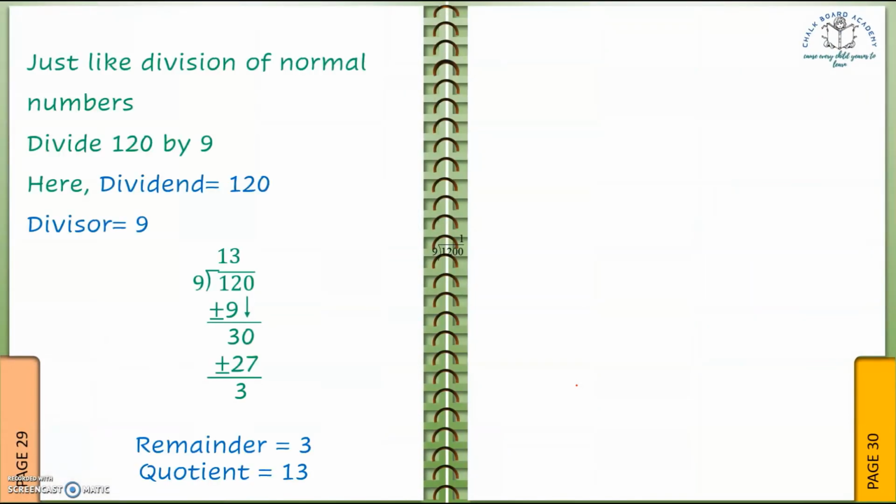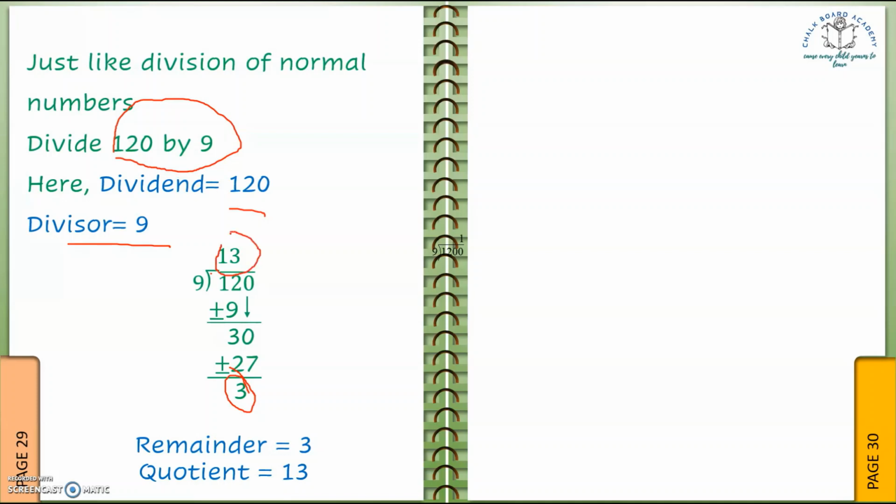So let's begin. Just like how we divide a normal number, like here we are taking 120 divided by 9, we are going to do the same. So here 120 is the dividend and the divisor is 9, so we are dividing 120 by 9. 9 ones are 9, so we get 3 as the remainder, and we have taken 0 from top to bottom, so it's 30. 9 threes are 27, so we get remainder as 3, and we have this quotient as 13.